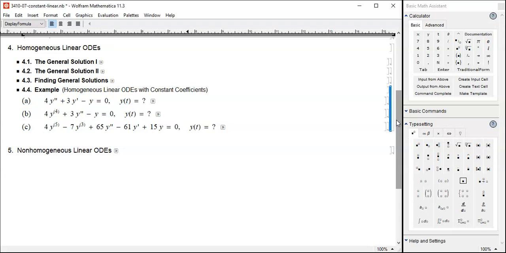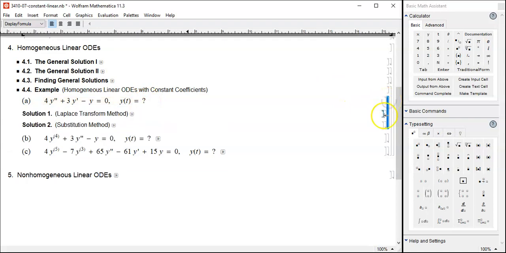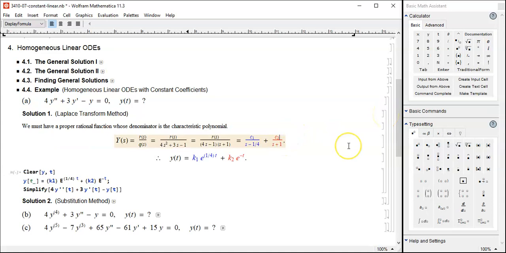Okay, let's begin. We'll probably have enough time to finish everything. The first problem is just second order, so it's easy. Let's go over this really quickly. Okay, all right. Here's the Laplace transform method. As usual, you have R over Q. And then factor the denominator and decompose by partial fraction.